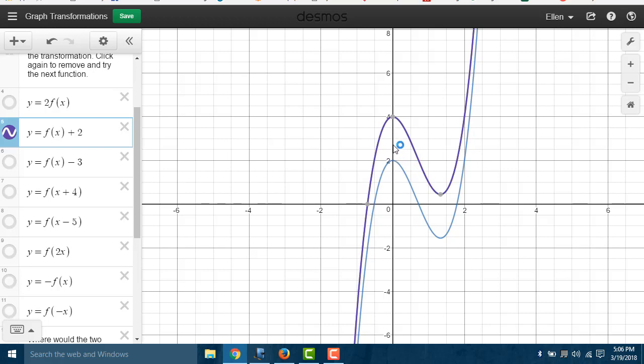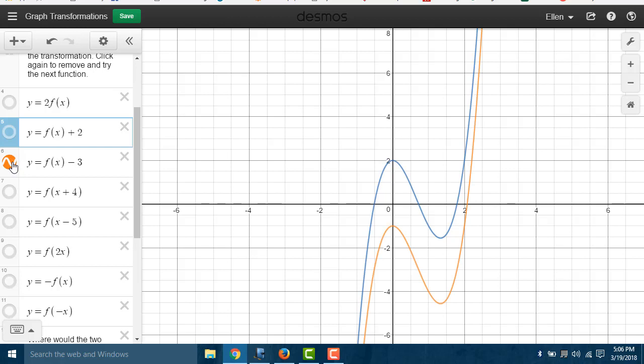Seems like this dot moved up 2 units. This moved up 2 units. Everything moved up 2. Well, what if I have a minus 3? It moved down. 1, 2, 3.